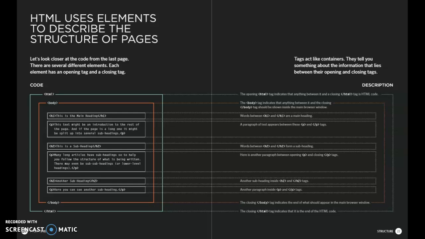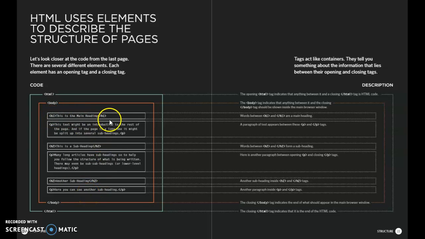So let's take a closer look at the different tags we have from that code on the previous page. We have our HTML tag up here, the opening, and on the bottom we have the closing one. The opening tag indicates that anything between it and the closing tag is HTML code, and the closing tag just indicates that it's the end of the HTML code. We have a body tag, the opening one on top, and the bottom one, which has our / before it. The body tag indicates that anything between it and the closing body tag should be shown inside the main browser window. Next, we will have some different headings depending on what you want your web page to look like.